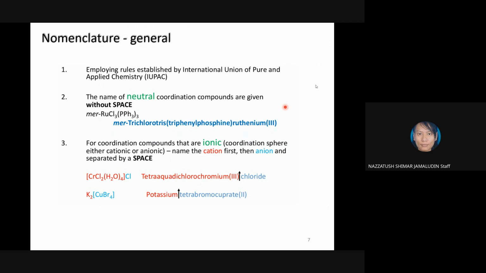Let's look at this example here. Trichloro, triphenylphosphine, ruthenium. I want you to go home later and study point number 2. Why is the name mer trichloro, triphenylphosphine, ruthenium 3?